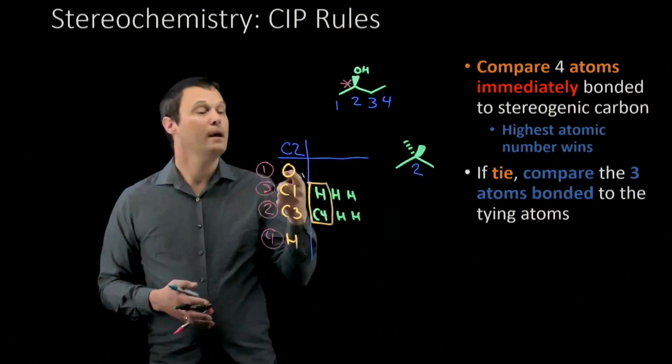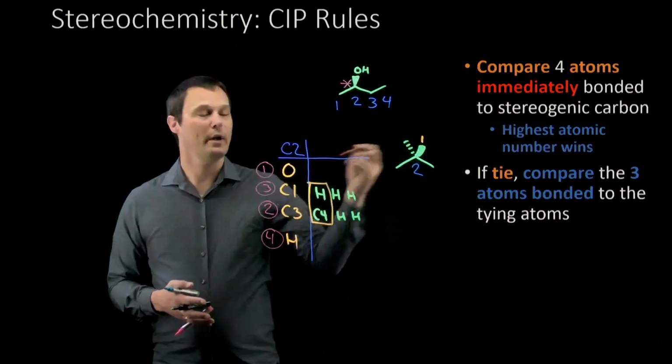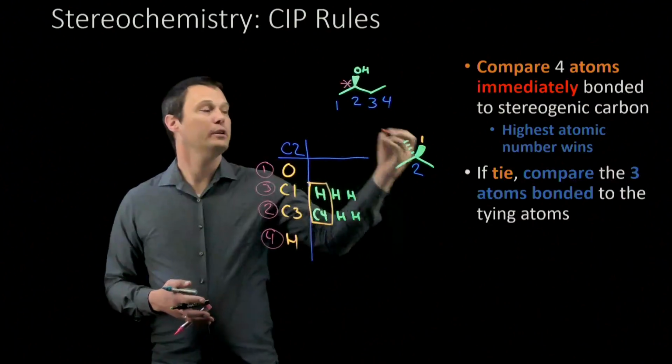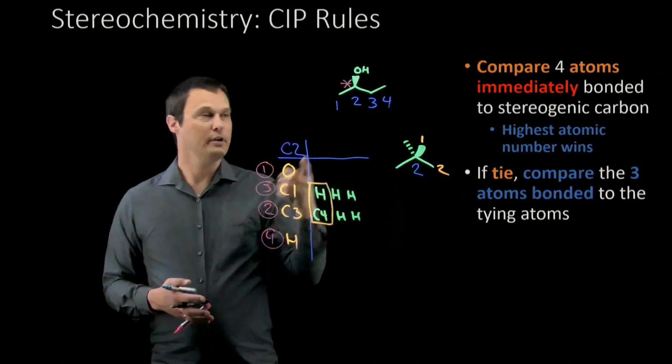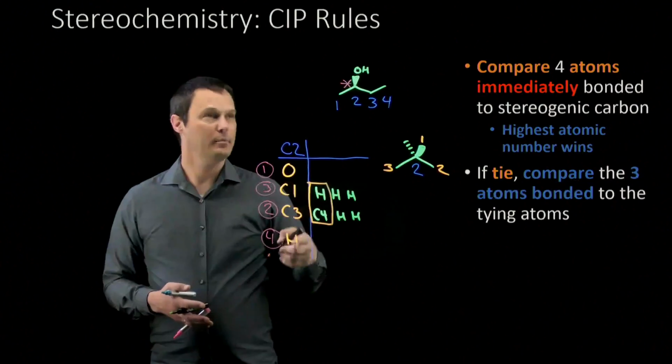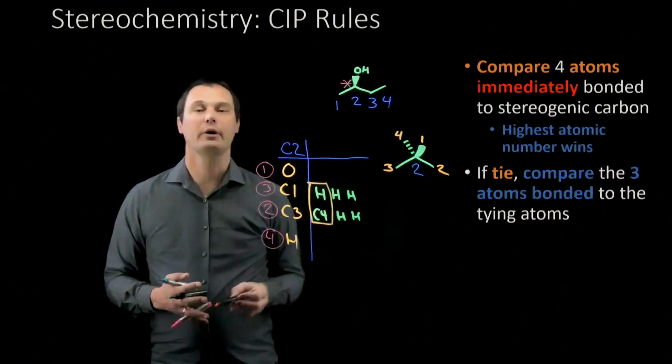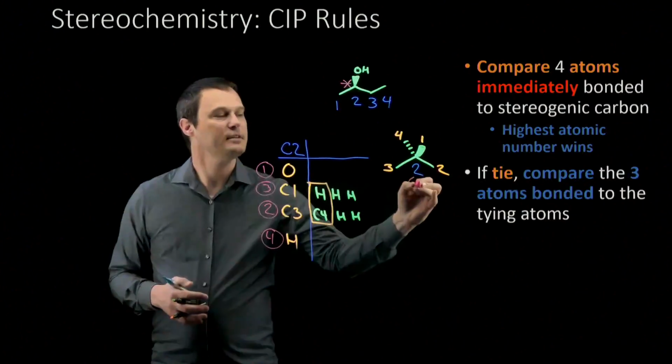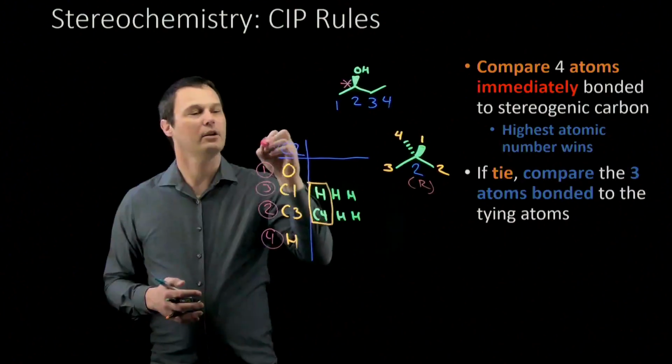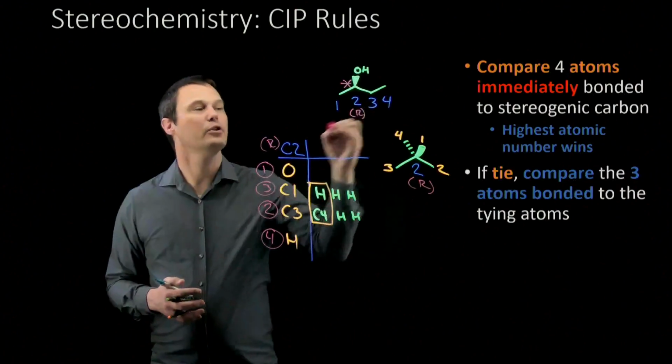Now that we have the 4 groups prioritized, we can add those priority labels to our abstracted element over here. Oxygen is number 1 priority, it'll be on the wedge. Carbon number 3 is number 2 priority, it will be off to the right. Carbon number 1 is number 3 priority, it will be off to the left, and our implied hydrogen on the dash will be number 4 priority. Again, it's not the point of this video, but this is an R stereocenter, and I would write it in all 3 places so that your instructor knows where to find it.